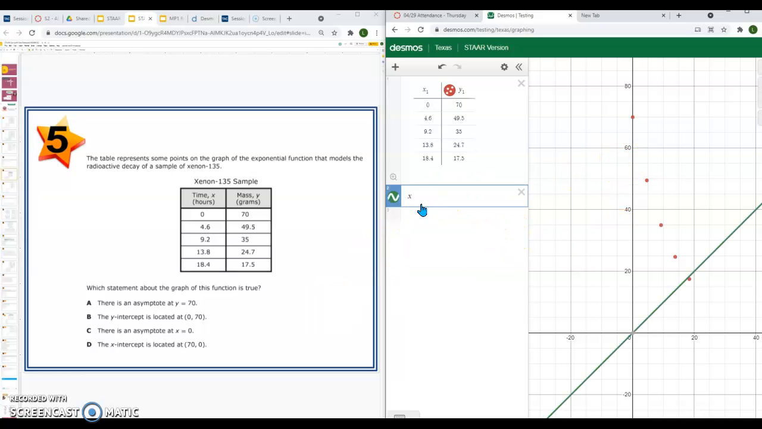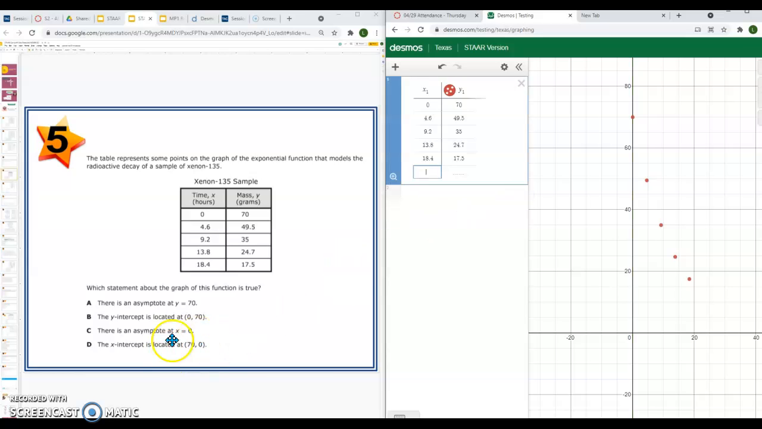Answer choice C says there's an asymptote at x equals 0. And when I put that, I get this green line. Now notice, remember, the asymptote is the line that your graph will never touch. So that red point is already touching this green line. So this line right here is not my asymptote.